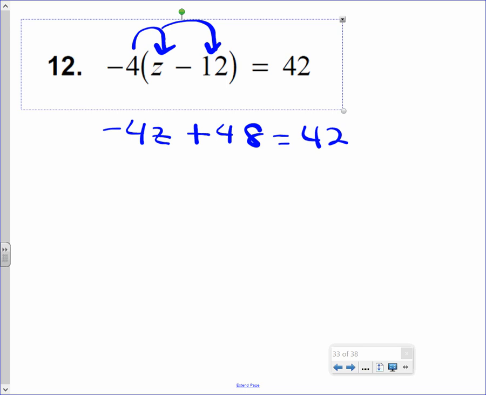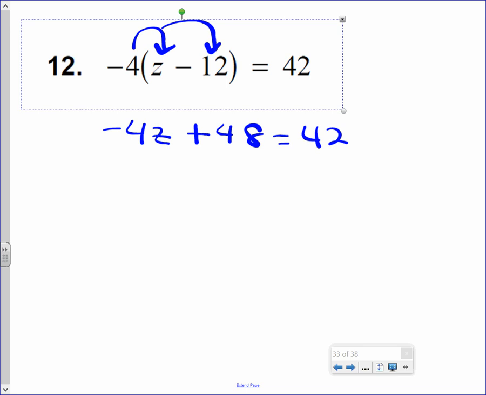All right, step 1's done. There's no like terms. Step 2, I'm going to skip step 2. Can someone tell me why I'm going to skip step 2? Oh, you guys are on it. Step 3, let's do it now. Let's get rid of any numbers next to the variable, starting with the number furthest from the variable.